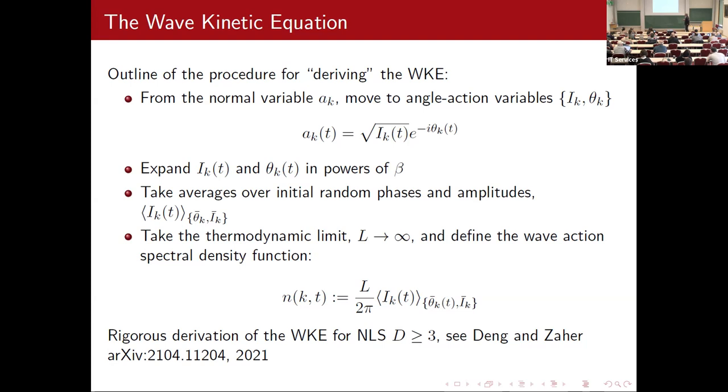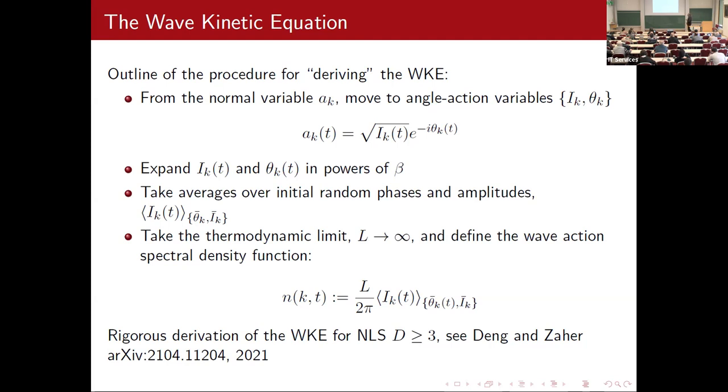There is a rigorous result by Deng and Hani. It's on the arXiv in 2021. In any case, the idea is to move from normal variables, a_k, to angle-action variables, okay? Then we can expand the action and the angles. You do this expansion, you look order by order at what is happening, and you take averages over initial random phases and amplitudes.